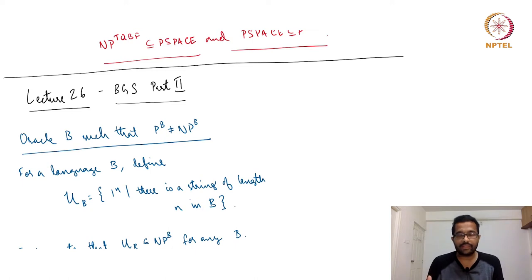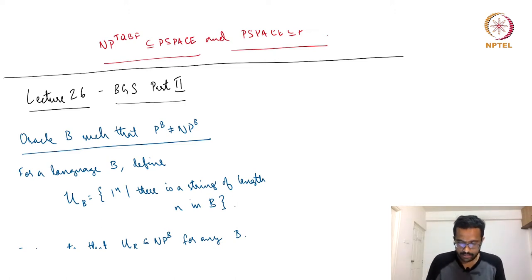So the Baker-Gill-Solovay Theorem shows the existence of an oracle A such that P to the A is equal to NP to the A, which we saw in lecture 25. And in this lecture, we will see the second part, which is the existence of an oracle B such that P to the B is not equal to NP to the B, right? And together, these two show that we cannot use techniques that relativize, such as diagonalization, to settle the P versus NP problem, right?